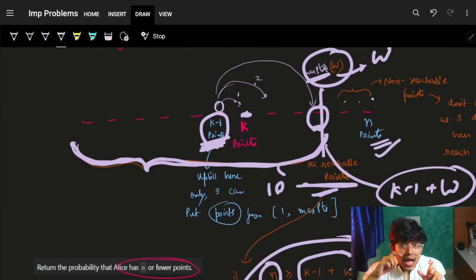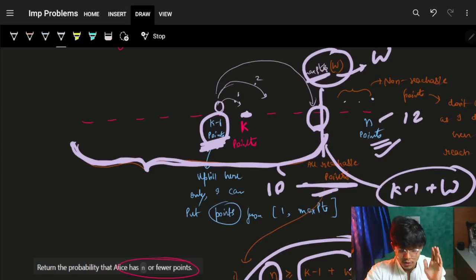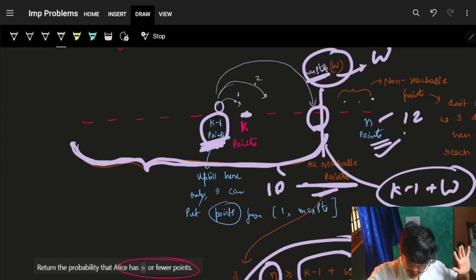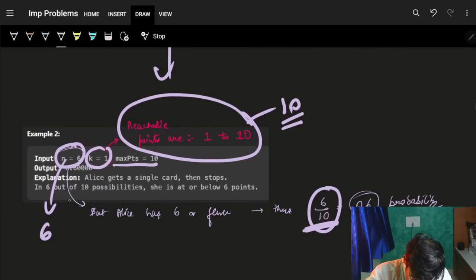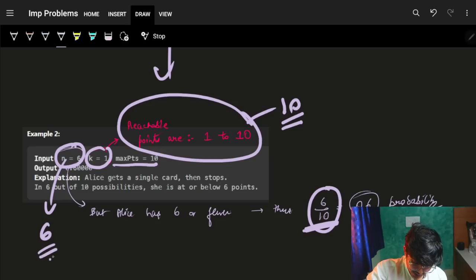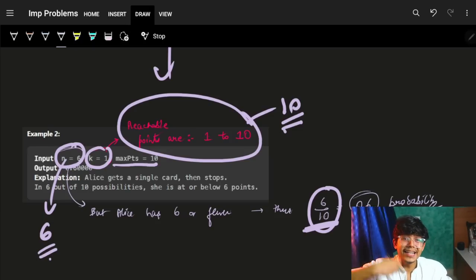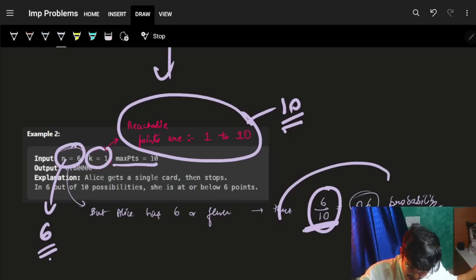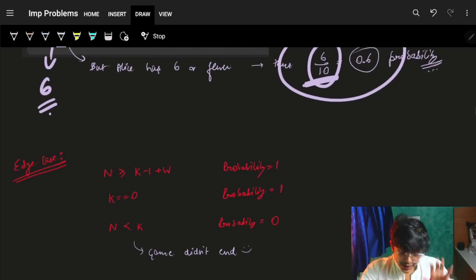Right? Now, as soon as this N would have been, let's say, 12, you got all the reachable points. But because the remaining two are unreachable, it is no matter at all. That is the reason you have to put that edge case above, that the number of reachable points you have, you can just get those reachable points, and here the reachable points were actually 10, but I want only 6. So the probability of getting those 6 or lesser points is 6 by 10 because both 6 and 10 are reachable points. Cool. Now you got the edge cases.